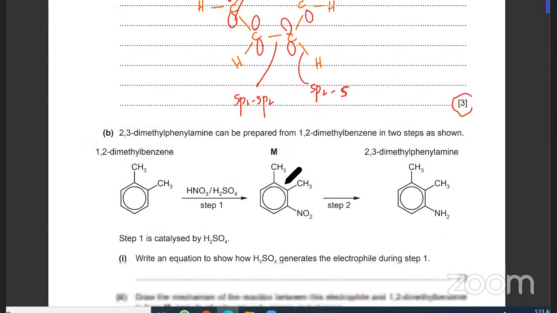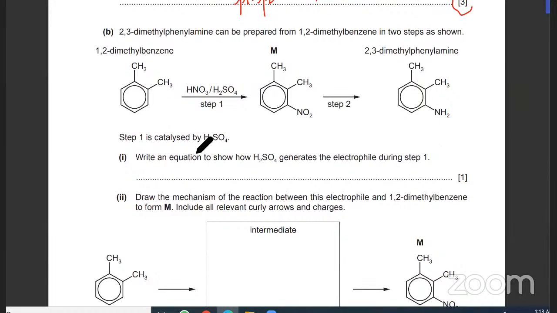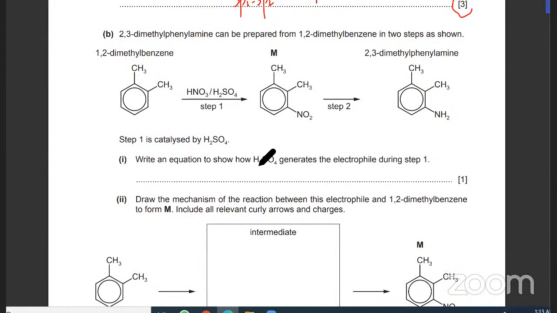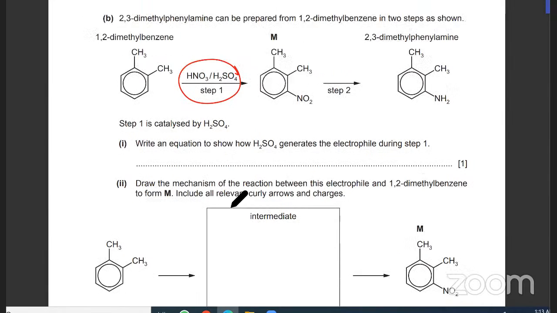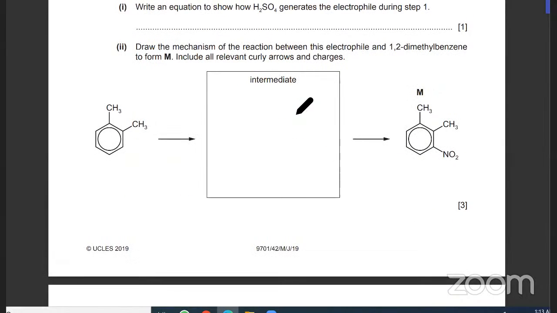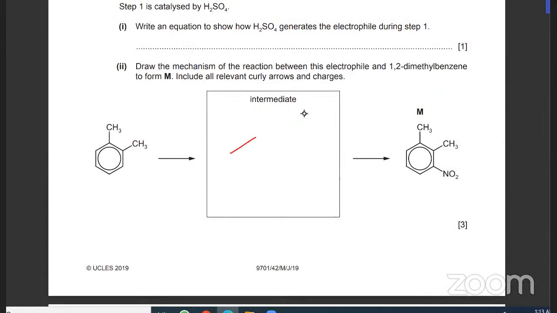As the next part, write an equation to show how the H2SO4 generates the electrophile. Again, it's the same equation that you have to write. Draw the mechanism for the reaction that's happening over here. There's an NO2 getting attached to it, so you have to show what the intermediate is. There's going to be NO2 over here and H over here, on the benzene, with a positive charge, and a curly arrow going in.